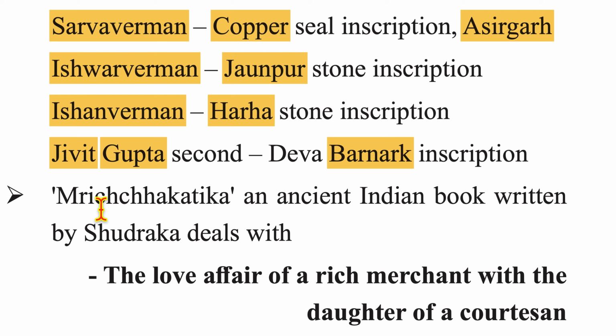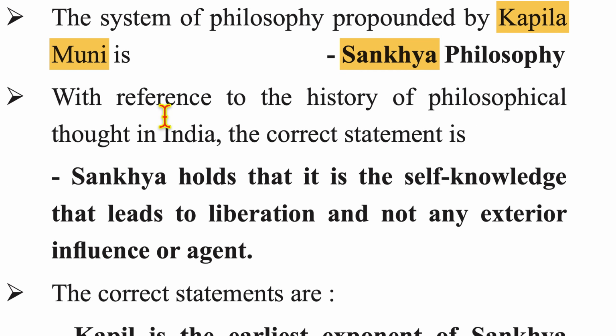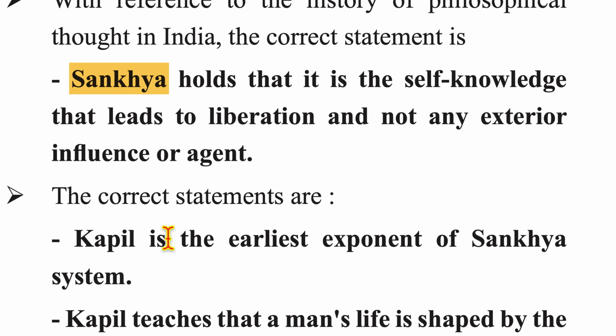Now, Mrichchhakatika, an ancient Indian book written by Sudraka, deals with the love affair of a rich merchant with the daughter of a couresan. Now, the system of philosophy propounded by Kapila Muni is Sankhya philosophy. With reference to the history of philosophical thoughts in India, the correct statement is Sankhya holds that self knowledge leads to liberation and not any exterior influence or agent.